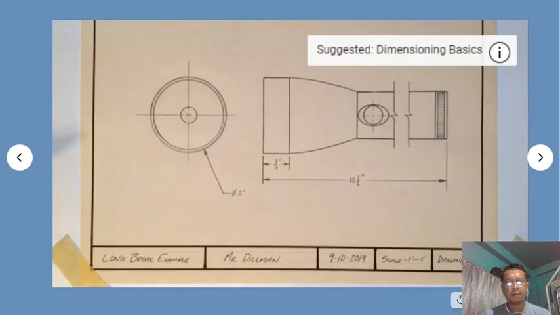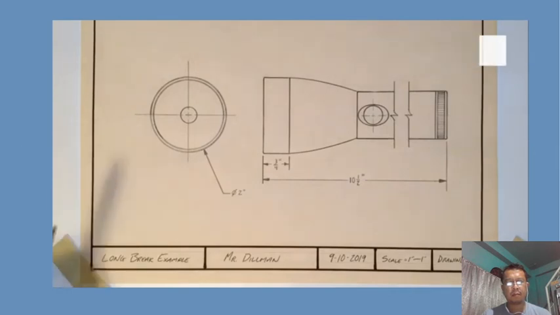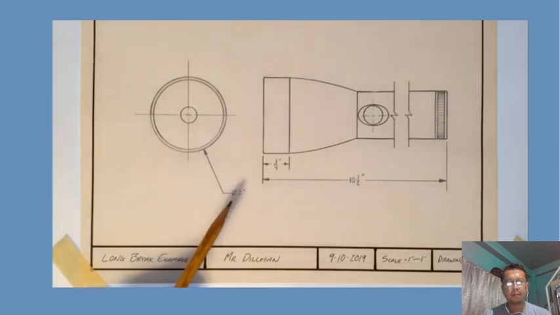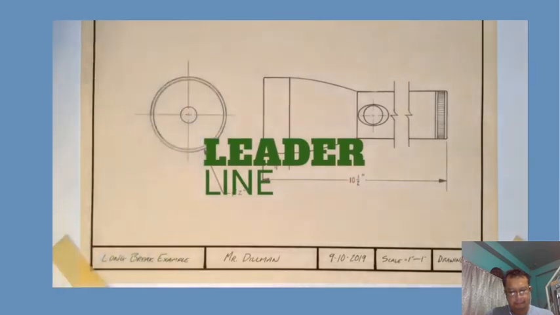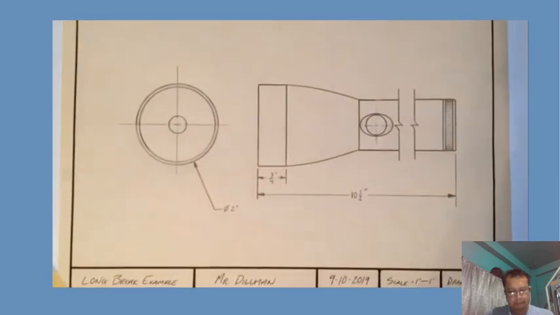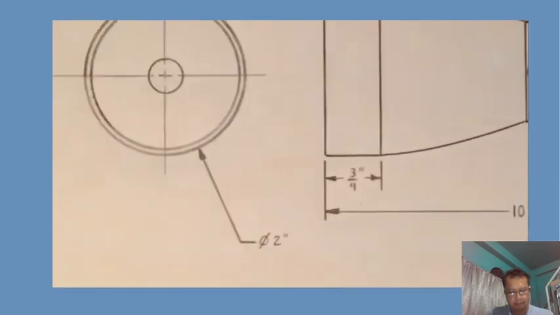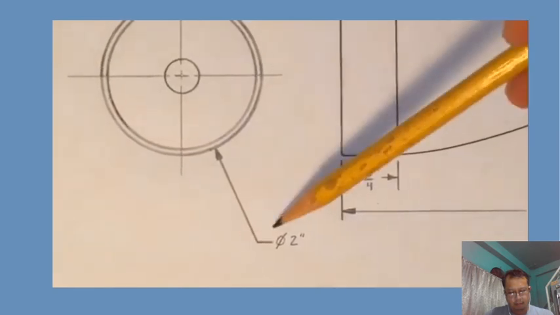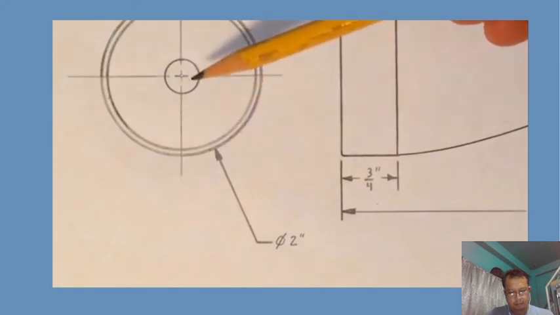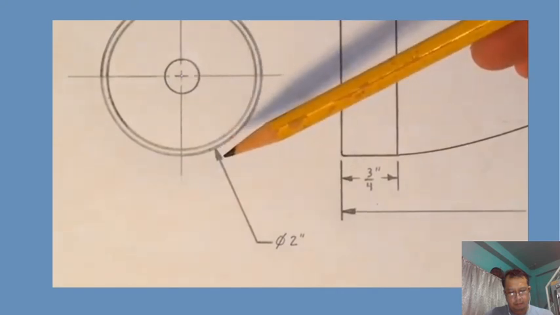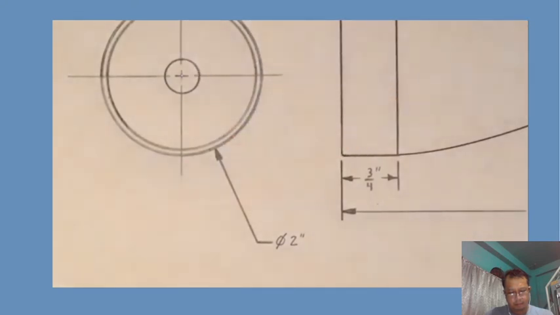Some types of dimensions don't use regular dimension and extension lines. You might see whole notes or radii dimensioned using a leader line. Leader lines are similar to dimension lines, but they extend from the dimension all the way to the object edge that they refer to. The arrowhead touches the line exactly and points in the direction of the hole or arc center. Try to avoid drawing leader lines vertically, horizontally, or passing through a corner of the drawing view.